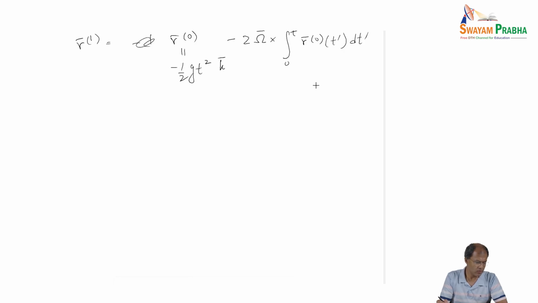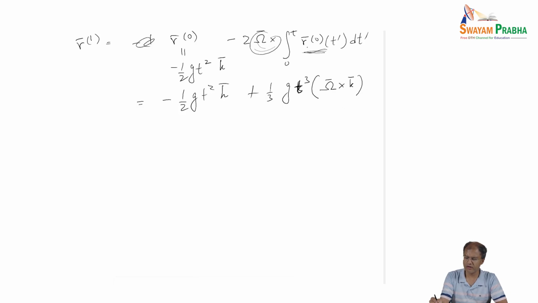So now we are going to use the result. What is R0? This is going to be the leading order, minus half g t square k, and now we integrate this using the leading order approximation. This becomes plus one third g t cube, omega cross k. Omega was sitting outside, and R0 was a vector pointing in the k direction, and the minus is absorbed.